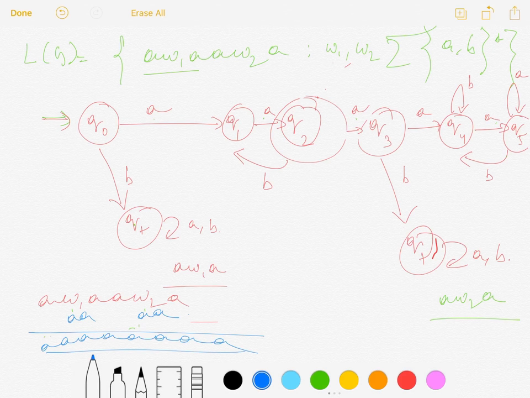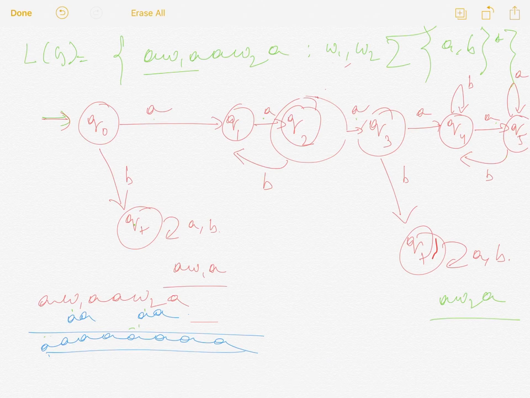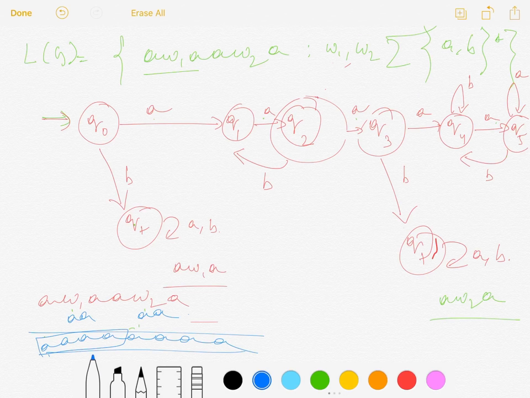Whatever the number of A's, the machine will treat the first 4 A's as part of this and it will reach the final state. After that, whatever infinite number of A's comes, it will remain in this final state, and this should be the final state, not this one, right?